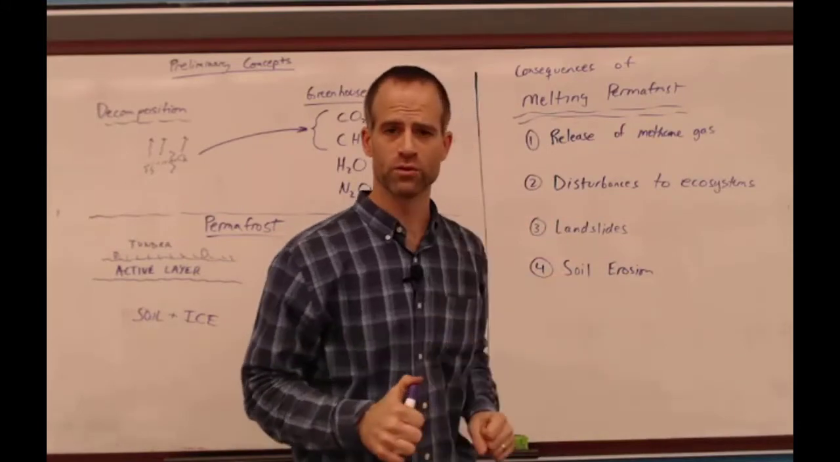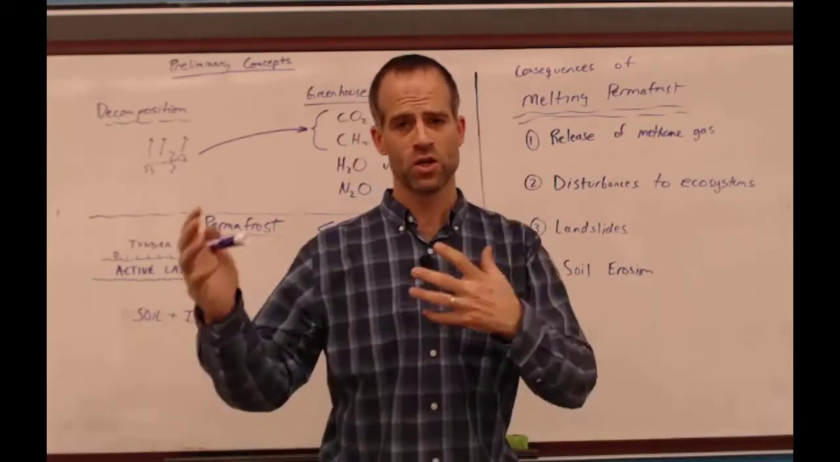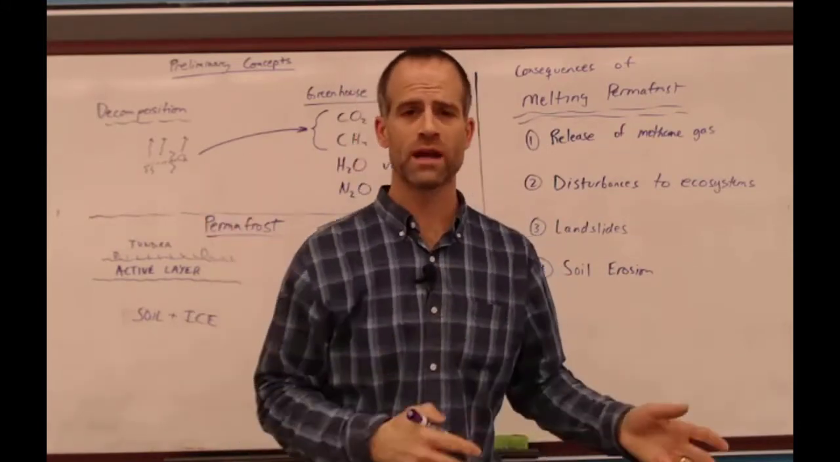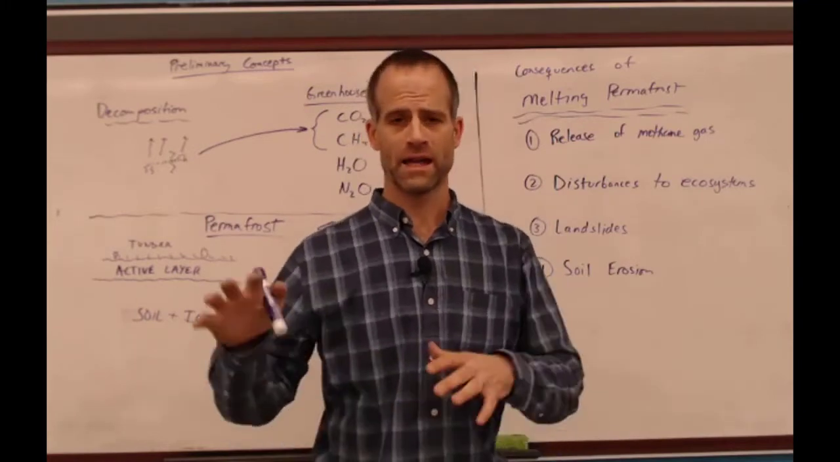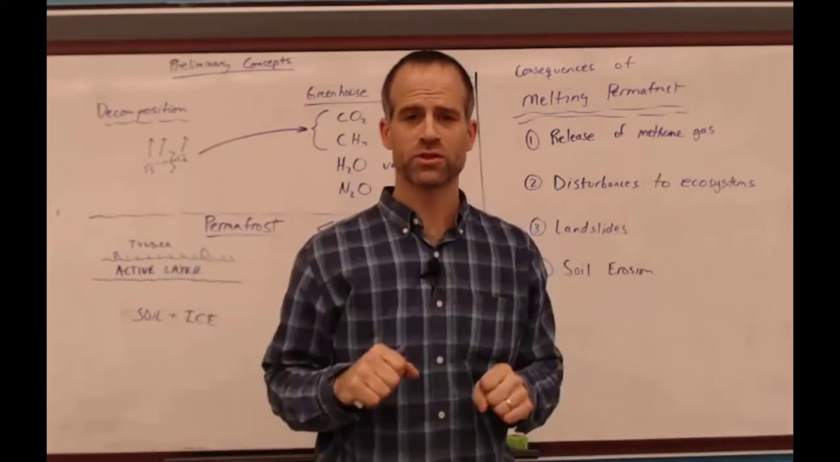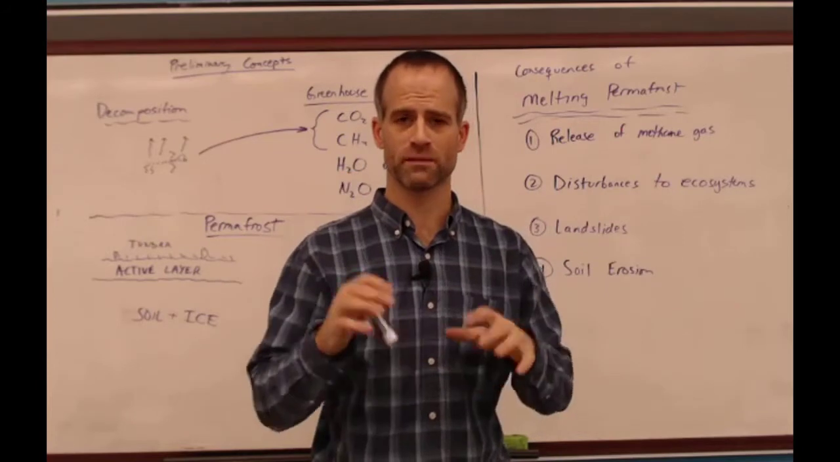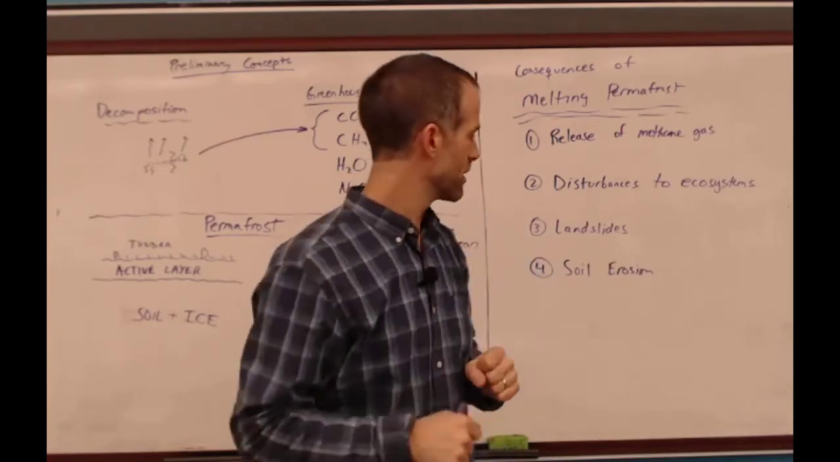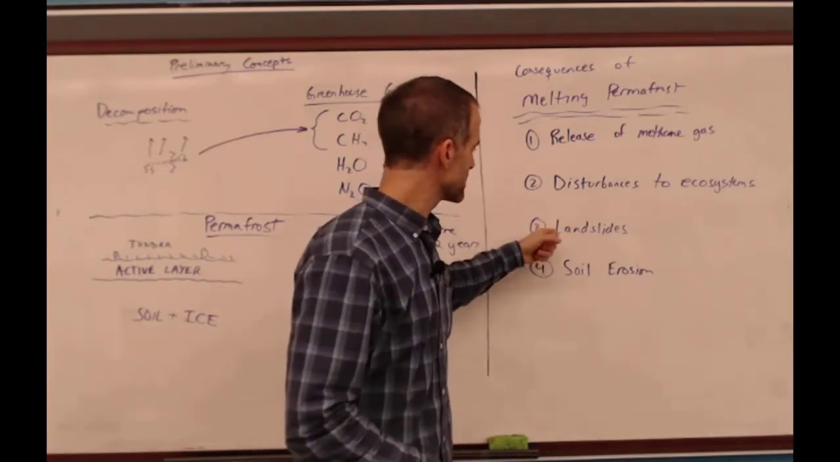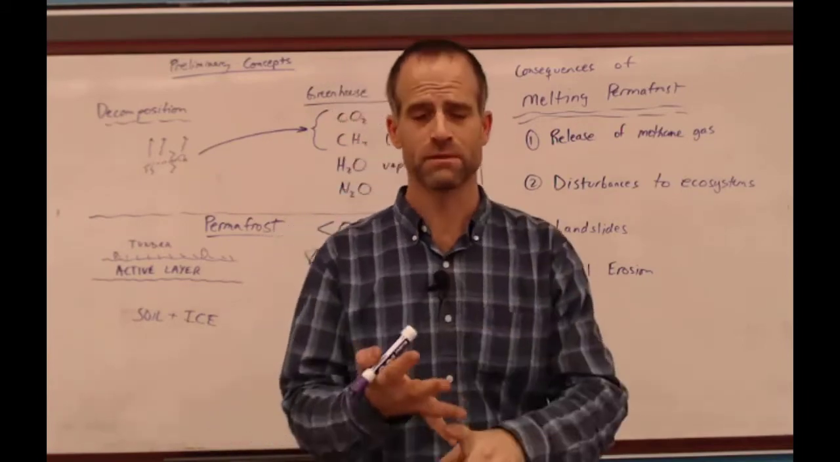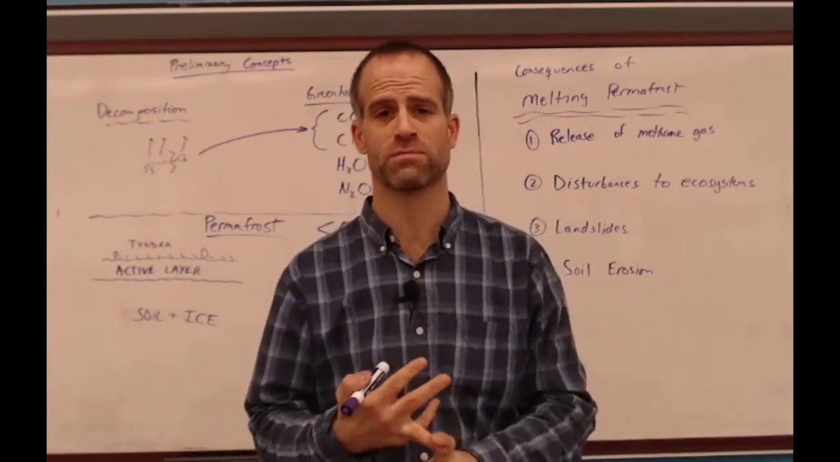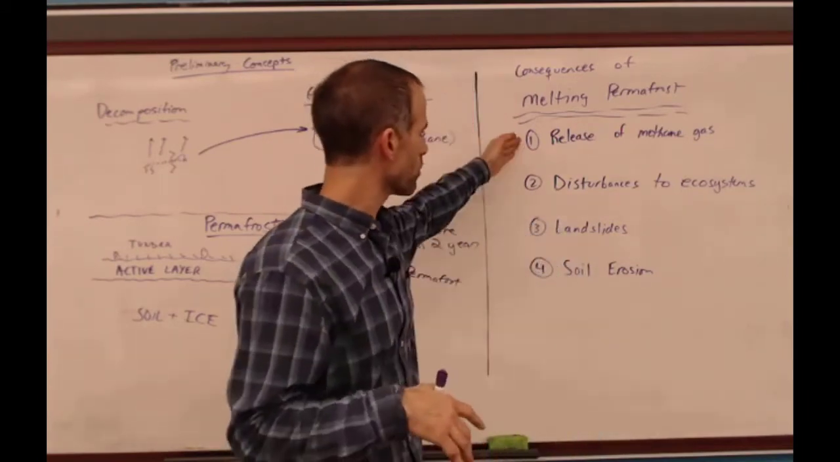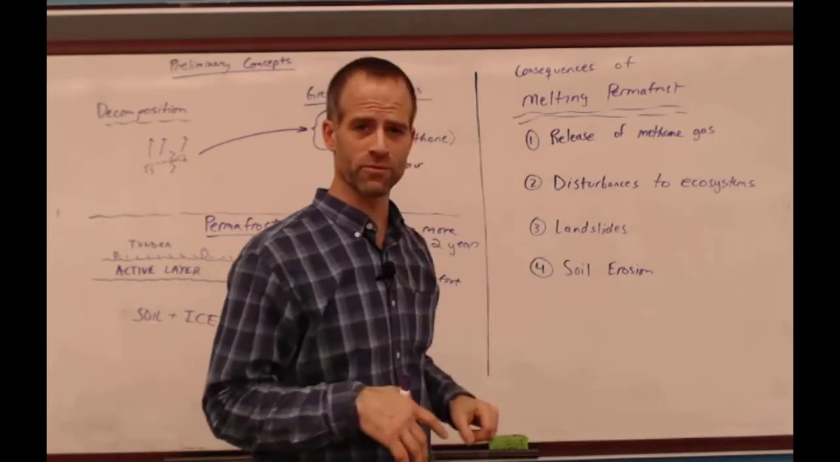We have soil erosion. Soil erosion is when soil gets washed away by wind or water, and we lose that top layer of soil, which is the healthiest part that plants need to grow in. And if all these things happen, you can imagine that's affecting the plants and the animals that need those plants. So those are the 4 consequences of melting permafrost.